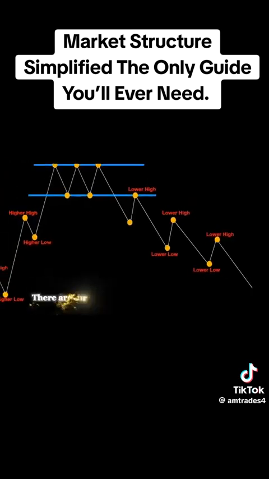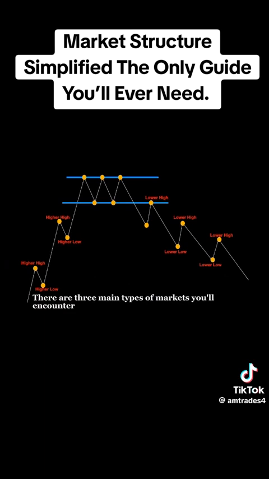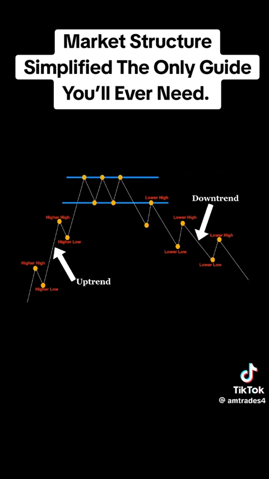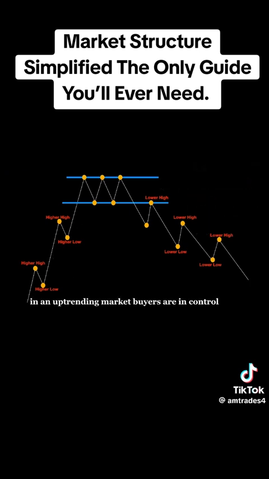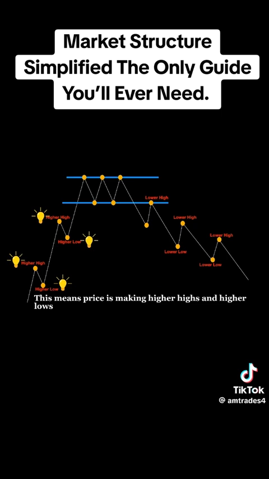Let's get started. There are 3 main types of markets you'll encounter: uptrend, downtrend, and range-bound markets. Let's start with the uptrend. In an uptrending market, buyers are in control. This means price is making higher highs and higher lows. So when the market is trending upward, your mindset should shift toward buying opportunities, not selling. You want to trade in the direction of strength.